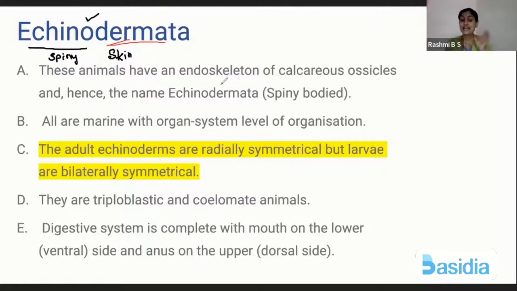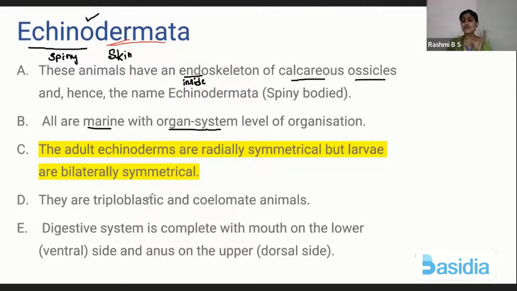These Echinodermata animals are purely marine and have an organ system level of organization, children. One more thing you should remember: like how we have an endoskeleton, endo meaning inside, we have a skeleton inside the body. In the same way, Echinodermata also have an endoskeleton, which is made of calcareous ossicles. Ossicles are bone-like structures made of calcium. That means the endoskeleton of Echinodermata is made of calcium substance. Is it clear, children? Very, very important point.